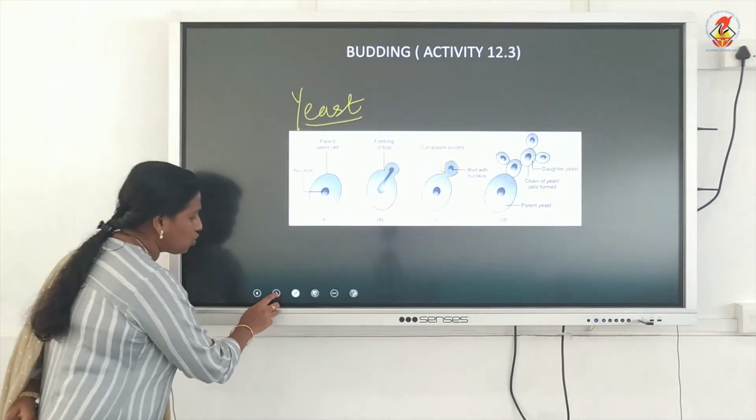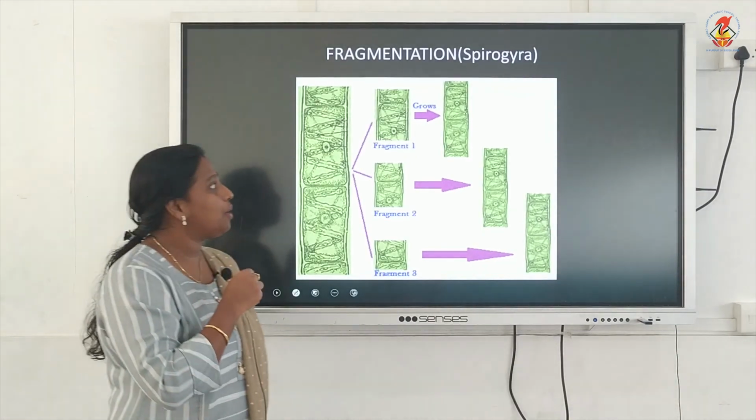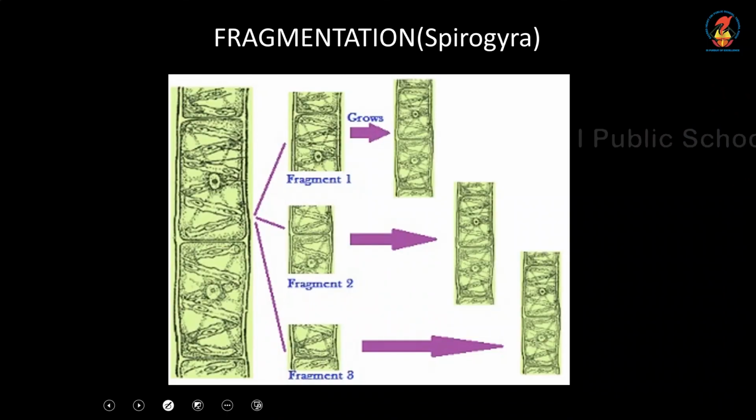So with this, budding is over. Now, we will move on to the next method of asexual reproduction, the second type, that is fragmentation. As the name indicates, fragment means pieces.